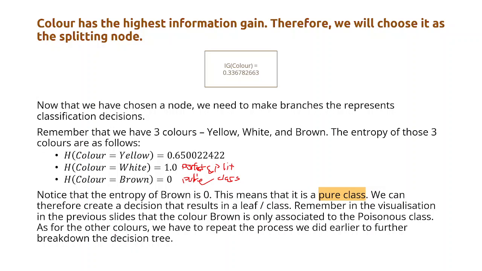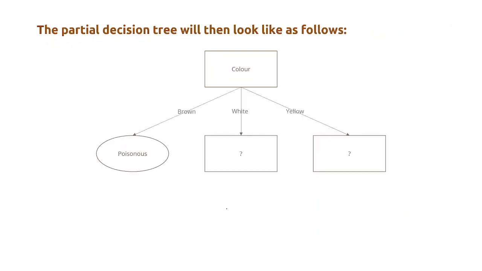However, as for the other colors, yellow and white, we have to repeat the process we did earlier. We go back to those calculations so that we can further break down the decision tree. Okay? So next slide. If the color is brown, it is poisonous right away. However, if white or yellow, we do not know yet.